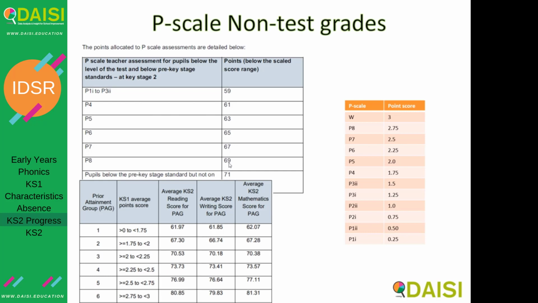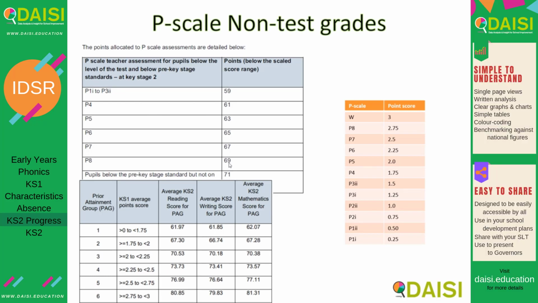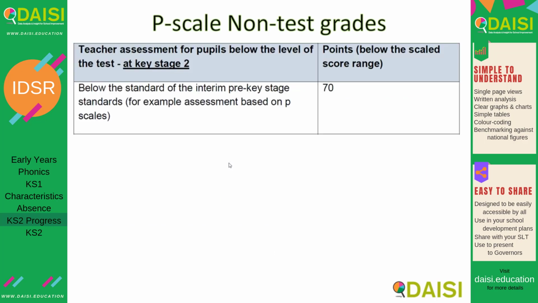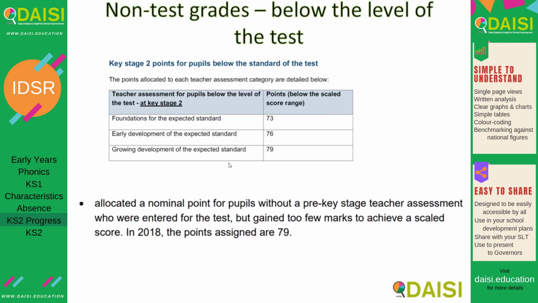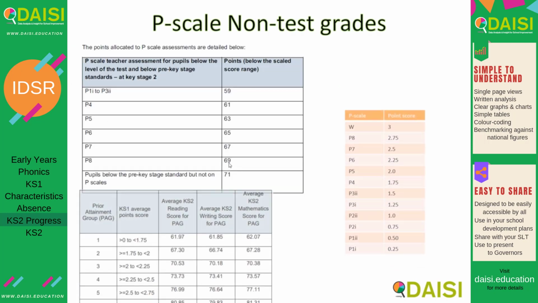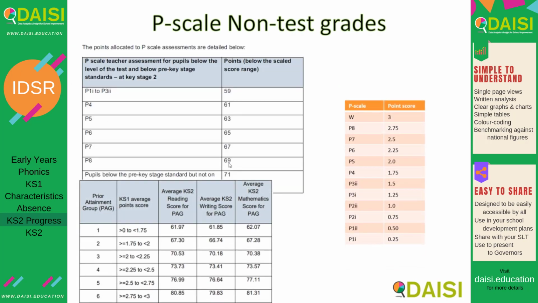Now in 2019, P-scales P5 to P8 and the PKF, PKE, PKG measures that we had seen here are all going to go away in favour of standards 1 to 6 at Key Stage 2. P1 to P4 is going to remain for another few years. But this is how pupils working below the standard of the test are evaluated in terms of their teacher assessment in 2018.